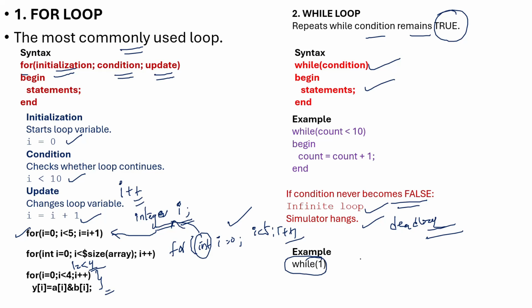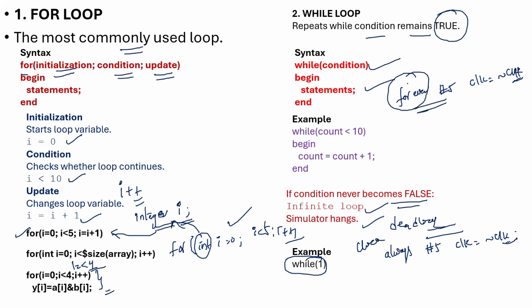Sometimes they will ask you to generate the clock without using forever and always. Because you are using always, some 5 nanoseconds your clock equal to negation of clock. This is your clock generation, right? And similarly you also use forever, some 5 nanoseconds your clock equal to negation of clock. So that is also what you are using, but these are infinite loops.